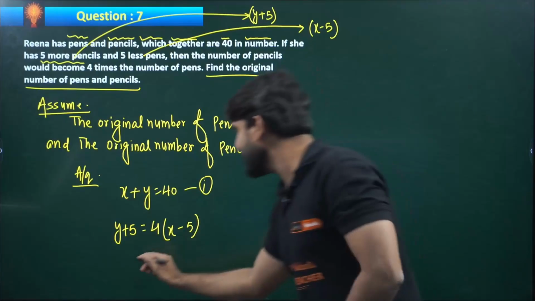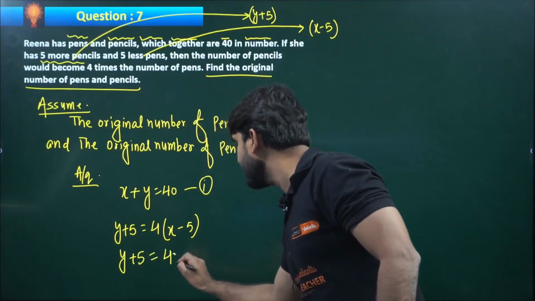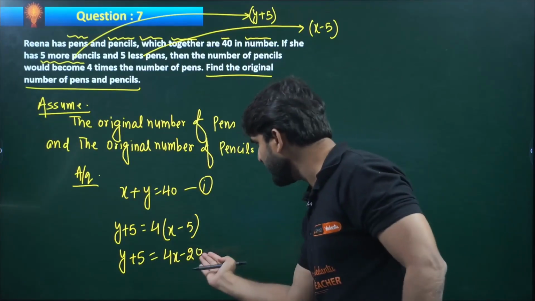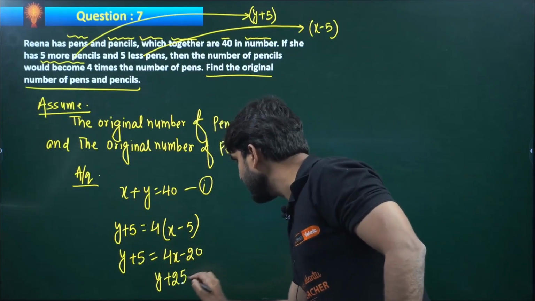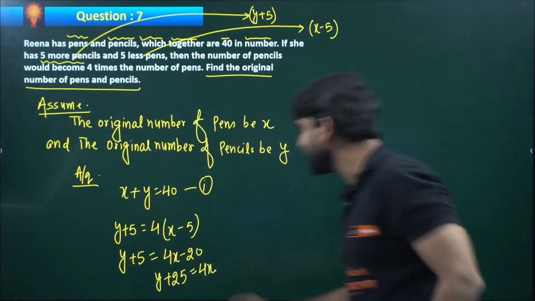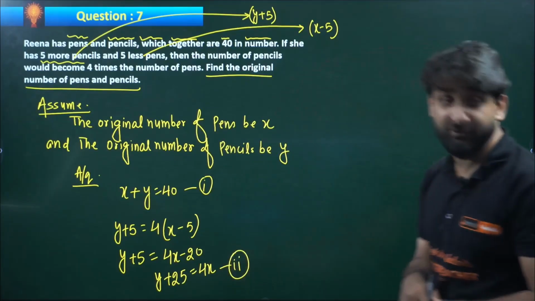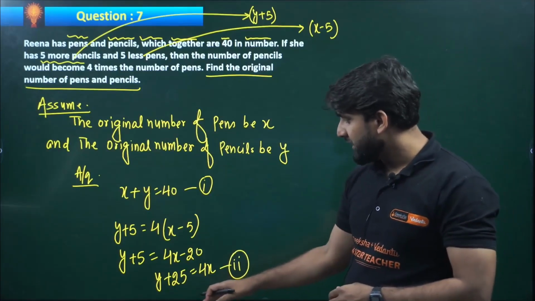So let's modify this and make a simple equation. y plus 5 equals 4x minus 20. And do one thing, 5 will go there, or we can take 5 this side also. So y plus 25 is equal to 4x. Okay, and this is equation number 2. Clear everyone? So you have this equation.